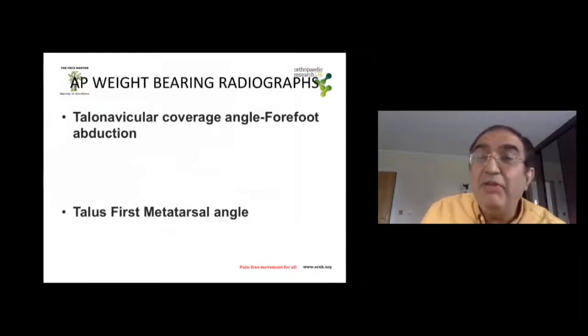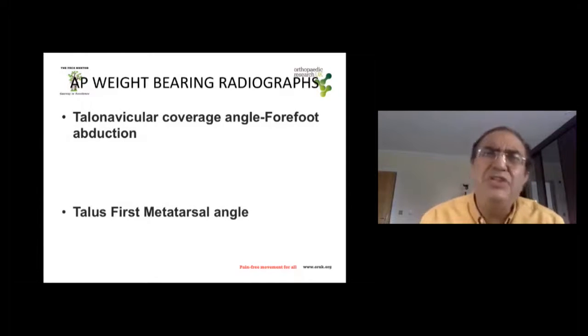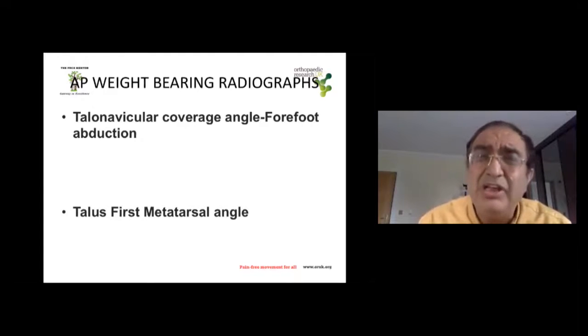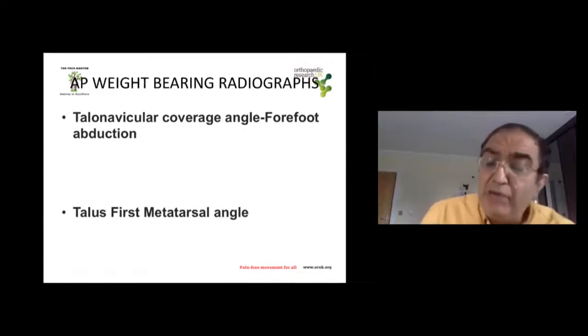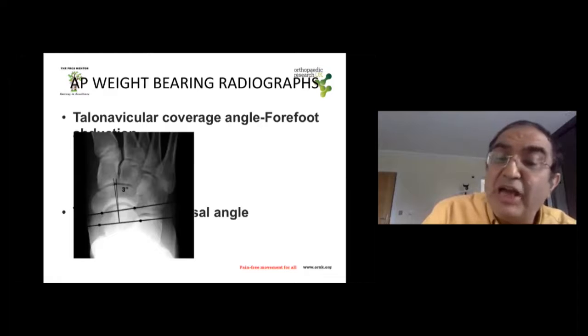And then you got the forefoot abduction. Now, this is a very important part of flat foot, and you guys should understand this part. The midfoot subluxes laterally. There's a talar uncovering, and that produces forefoot abduction. And it's very important to identify this forefoot abduction. So there is the talonavicular coverage angle. So if you look at this, you draw a line along the articular surface of the talus and along the articular surface of the navicular. And the angle between these two should be 0 to 3 degrees.